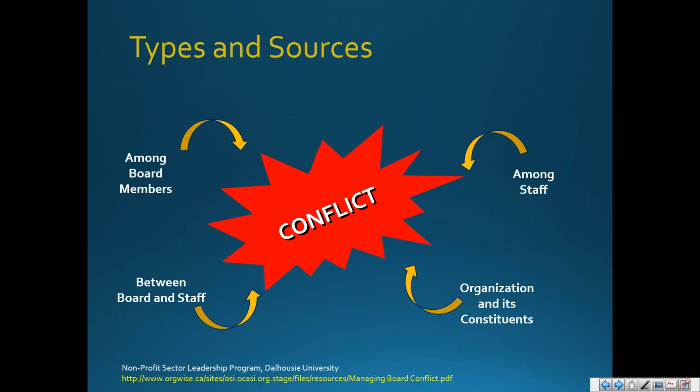Board conflict usually comes from a number of sources. First of all, you can have conflict among board members. Sometimes this is just personal, interpersonal differences in communication styles that lead to conflict. Sometimes board members have conflict with the staff, usually the executive director, and I think this is an area where the board chair has to take control of the situation.